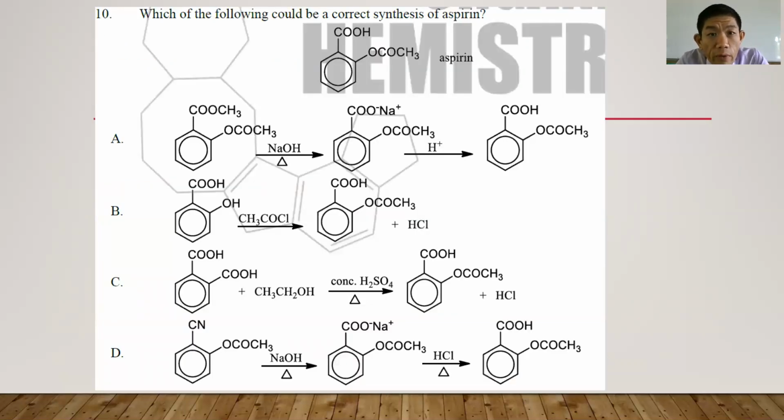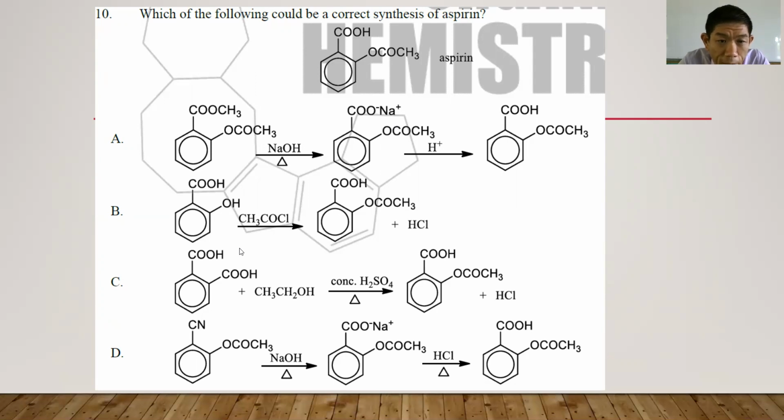Number 10, which of the following could be a correct synthesis of aspirin? So aspirin contains a benzoic acid and also an ester as the functional groups. So let's have a look one by one, A, B, C, D, on whether it is the best way to prepare it or not. Starting from A, this is the ester part, when reacted with sodium hydroxide under reflux. Now, for the first part, this is correct. However, for the second part, this is wrong because this ester can also be hydrolyzed with sodium hydroxide. So A is already wrong.